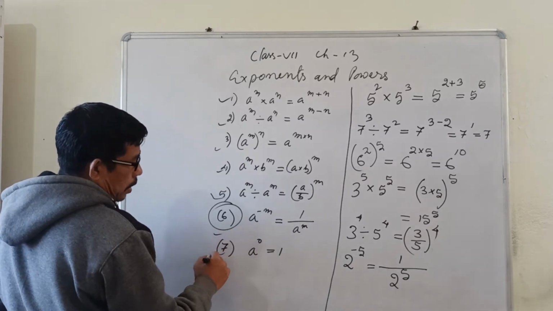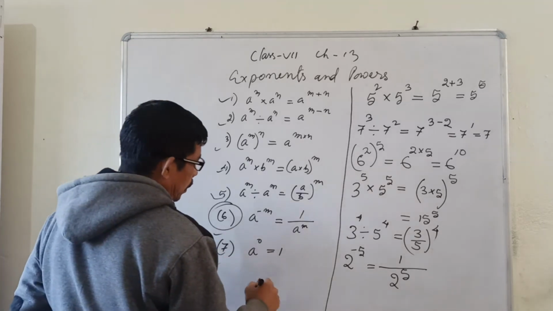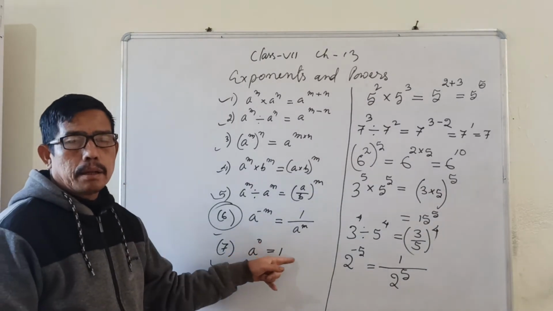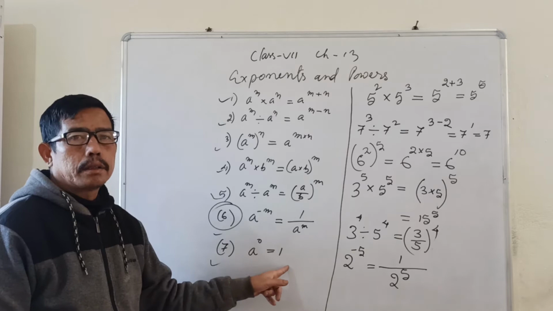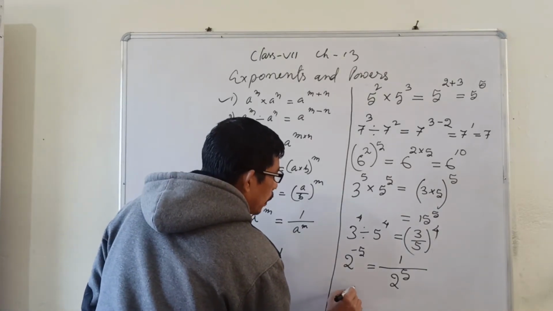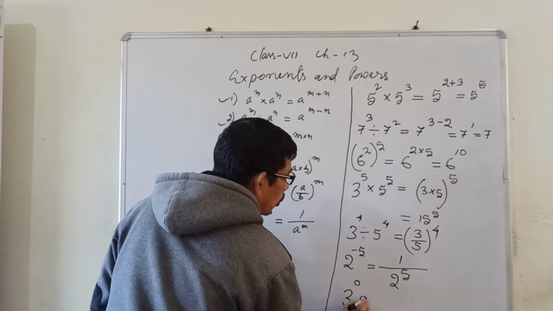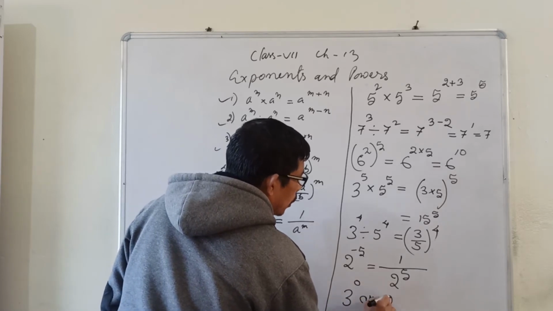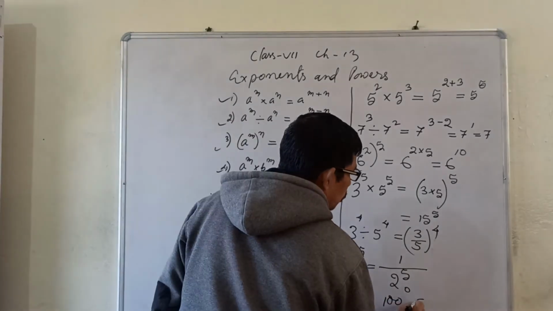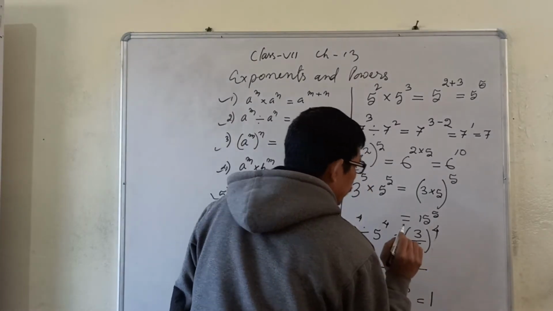Then come to the last one. If the exponent of a number is 0, then the value will be 1. 3 raised 0 or whatever number, maybe small or big, all should be equal to 1.